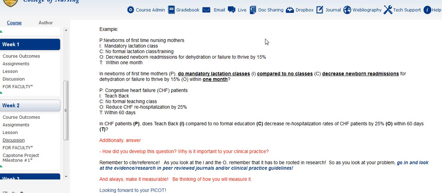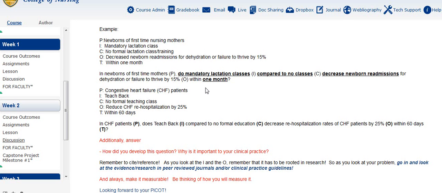And I put some examples in here for you so you can take a look at those. So for instance, newborns of first-time nursing mothers is the P, implementing a mandatory lactation class versus no formal lactation class. Currently on this unit, they don't offer that type of training, and as a result, they have an increase in newborn readmissions.